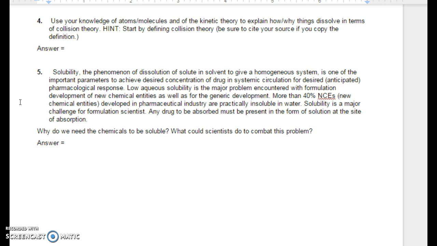More than 40% of new chemical entities developed in a pharmaceutical industry are practically insoluble in water. Solubility is a major challenge for formulation scientists. Any drug to be absorbed must be present in the form of solution at the site of absorption. In other words, it needs to dissolve in water so your cells can use it. Why do we need chemicals to be soluble? What could scientists do to combat this problem? So you might have to come back and think about that one.